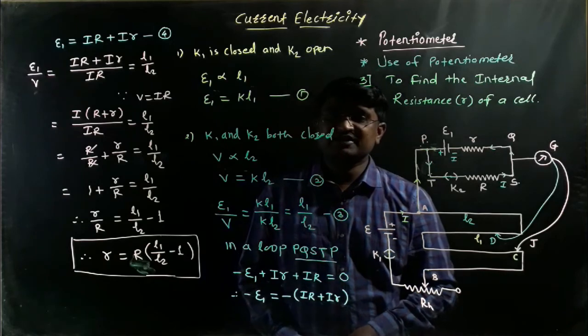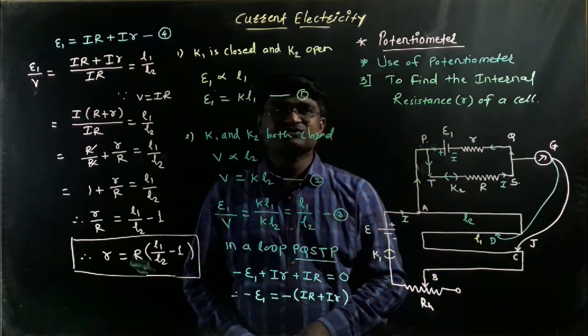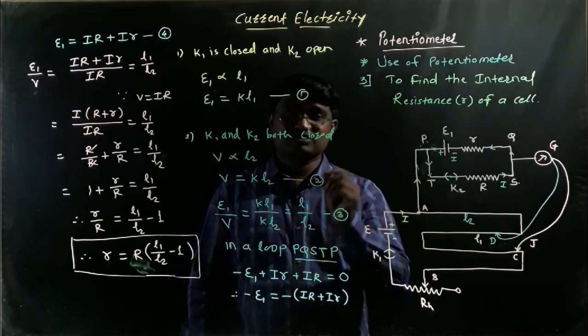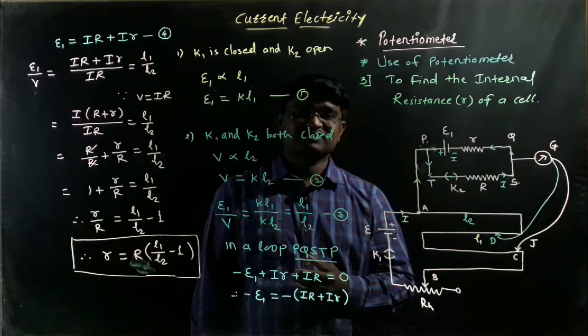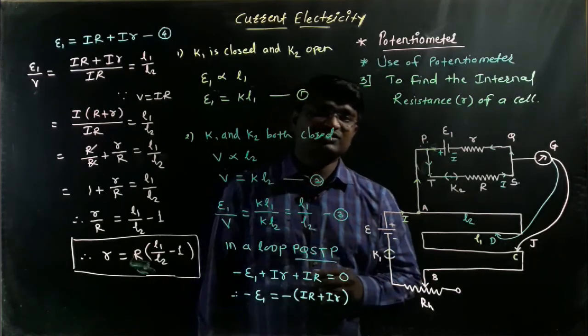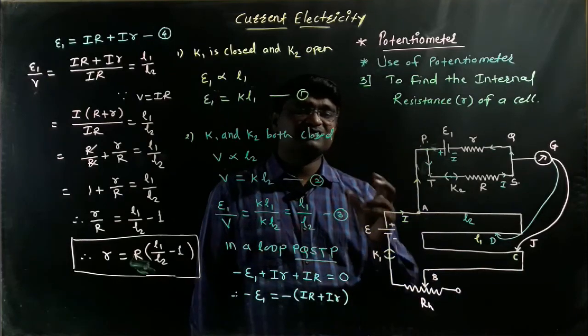So there are important uses of potentiometer. Sorry, there are only two uses of potentiometer. The first use is to compare the EMF of two cells, and the second is to find the internal resistance of the given cell. So these two important uses we have discussed in this lecture. Okay, I hope you understand. These are very important concepts.